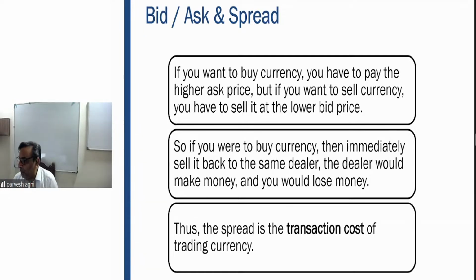Now you can look at it from your own perspective as a customer or from the dealer's perspective. You should be able to understand both perspectives. So the bid rate is the buying rate of the dealer, which means it is your selling rate. If you sell, the dealer buys. Okay. Similarly, the ask rate is the selling rate of the dealer, and you are buying from him.